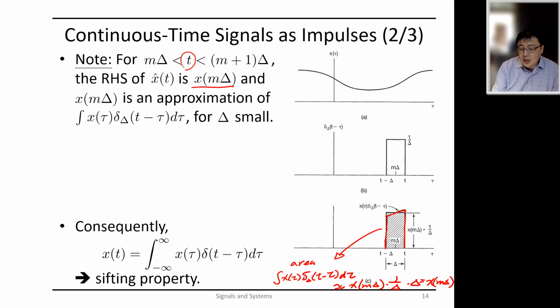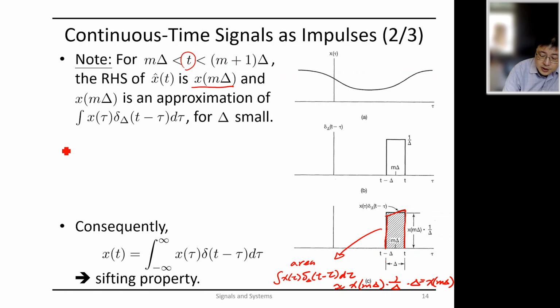All right. So what does this tell us? This tells us that if you take the value of x hat at time t, you will get this value x of m delta, which is actually an approximation of the area of this function here.